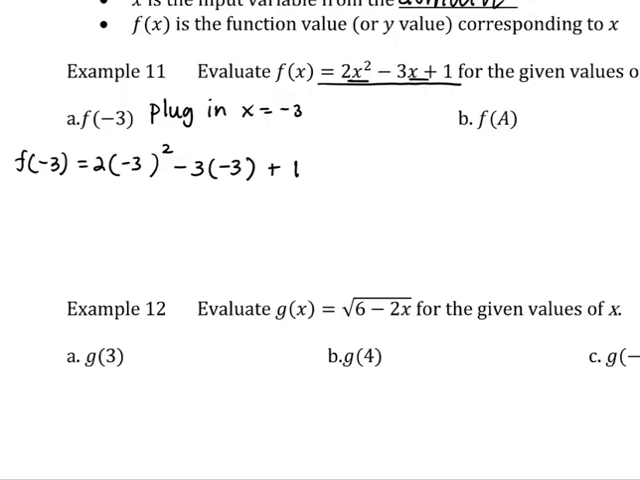And those parentheses are important. You have to be careful when we use parentheses to square negative numbers. 2 times negative 3 squared is 2 times positive 9. Negative 3 times negative 3 is a positive 9, and then we're going to be adding 1. This gives us 18 plus 10, which is 28. So notice that we're not solving anything there. We just plug in negative 3 and simplify.